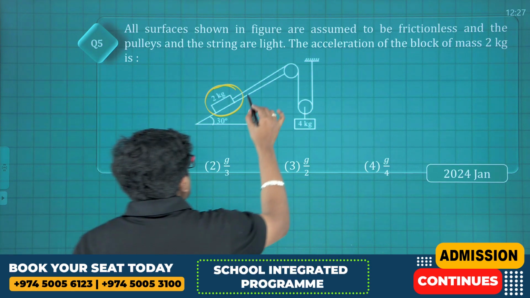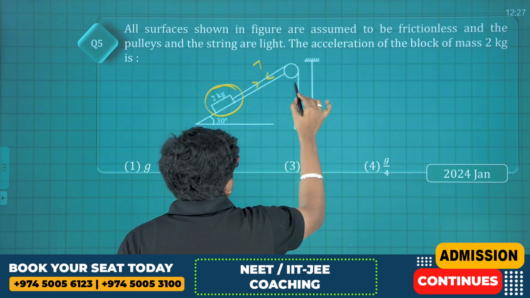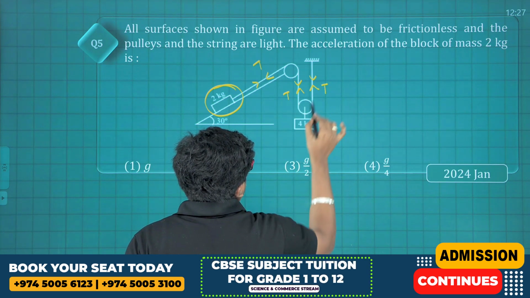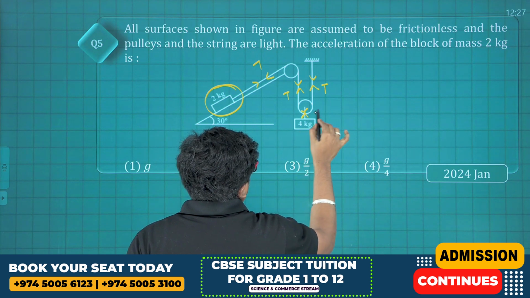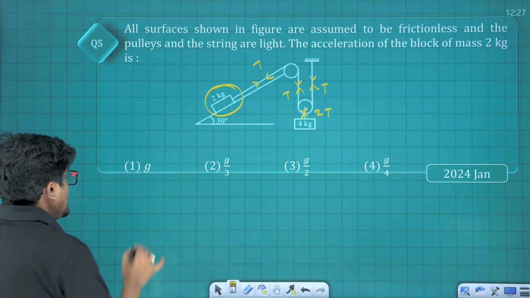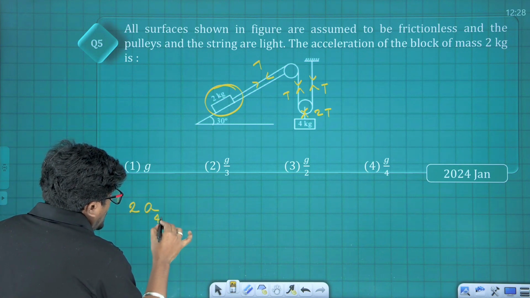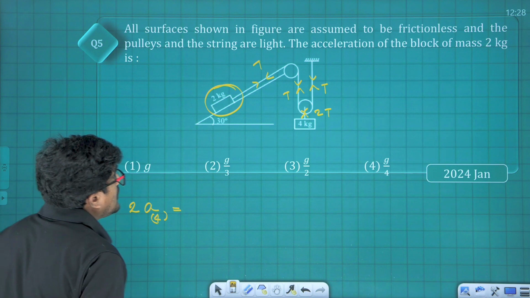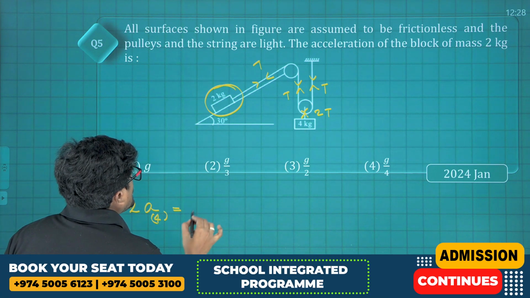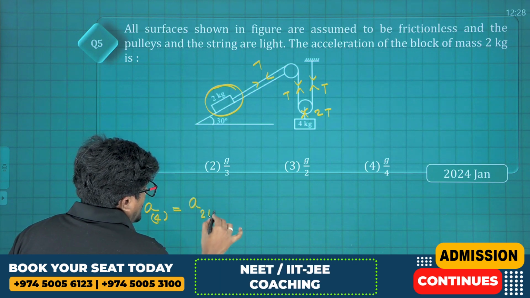Okay. So here if I take T as the tension, here also it's going to be T, and here this is going to be 2 times T. Okay, which means 2 times the acceleration of the 4 kg mass is going to be equal to the acceleration of the 2 kg mass.